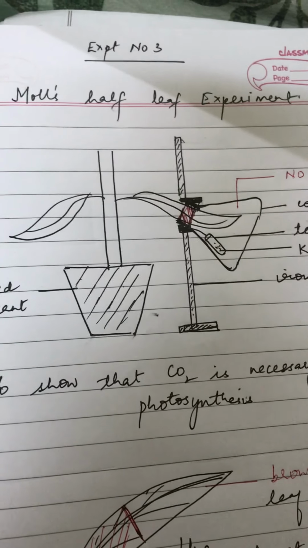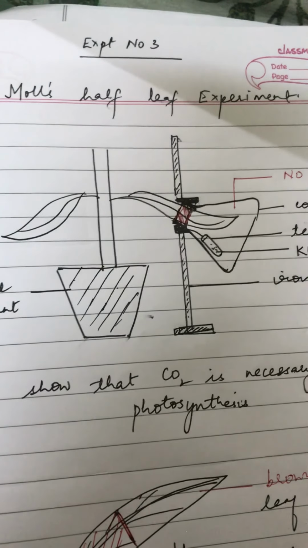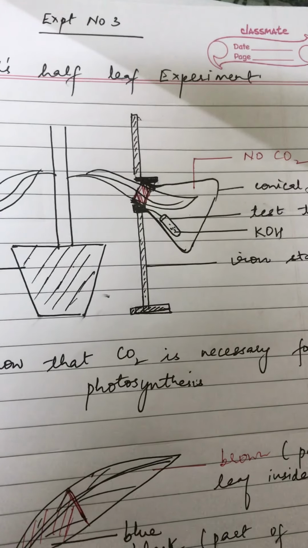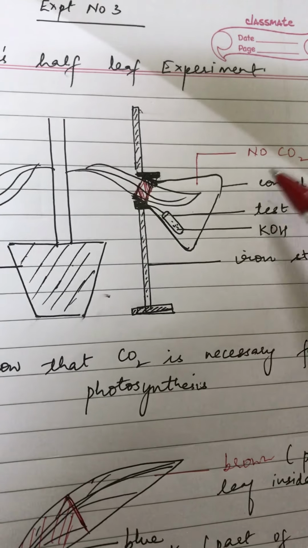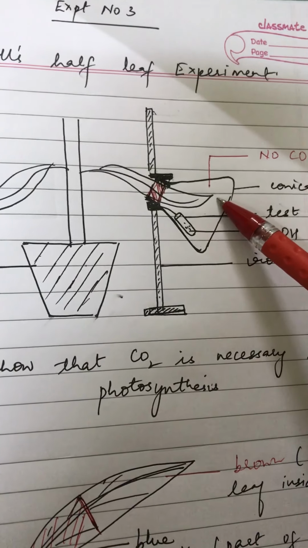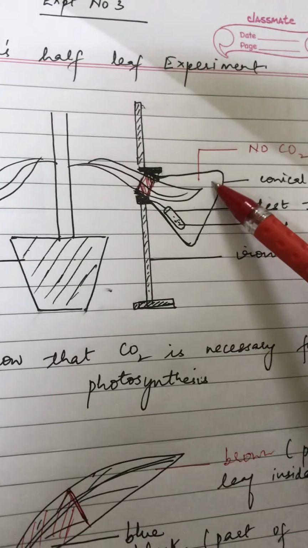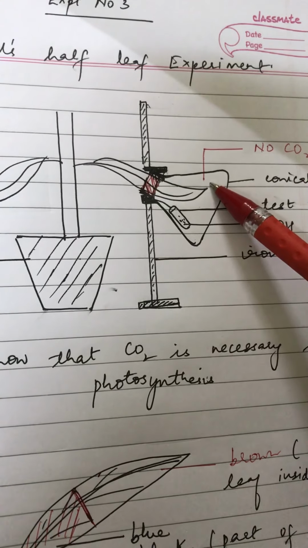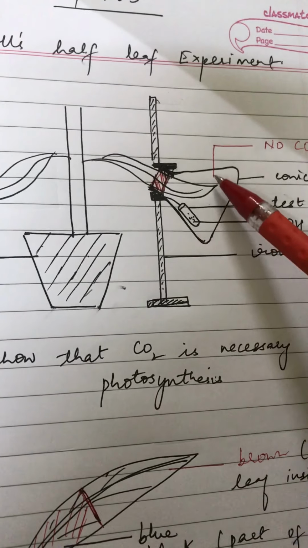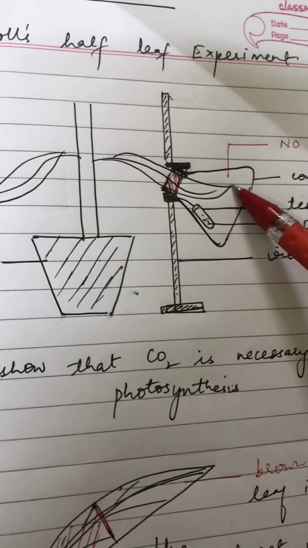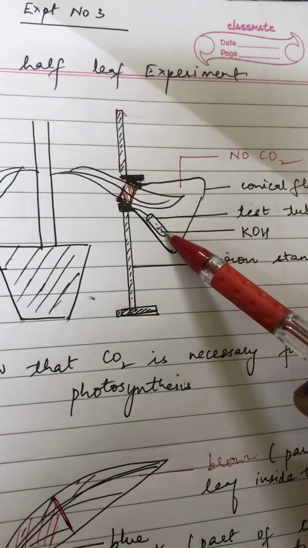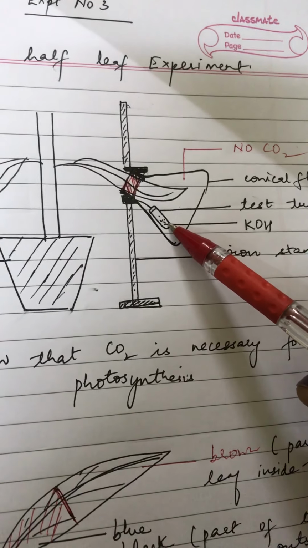Now, what exactly happened here? Which special condition prevailed inside the conical flask? In the conical flask, there was no CO2. So you are asked what special condition prevails inside the conical flask. There is no CO2 inside the flask. Why? Because KOH has absorbed all the CO2. There was some air trapped here, and the CO2 of that air is absorbed by the KOH.